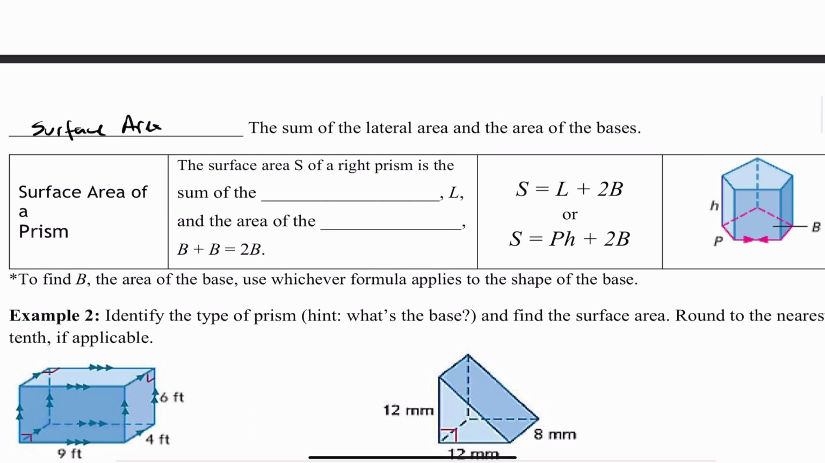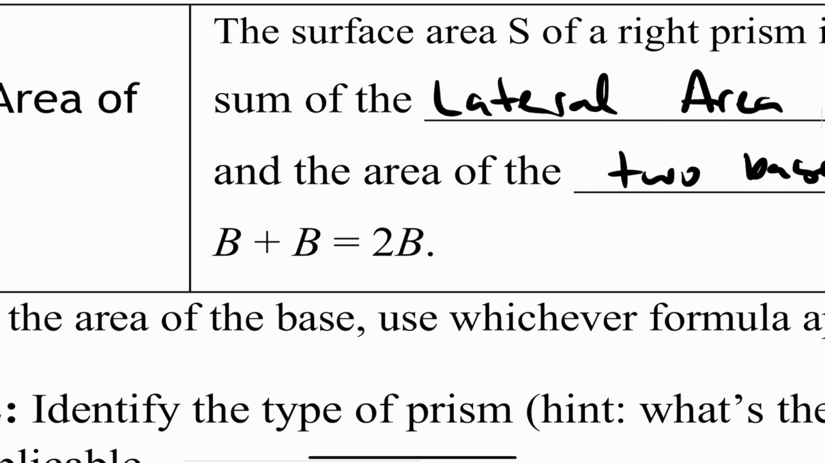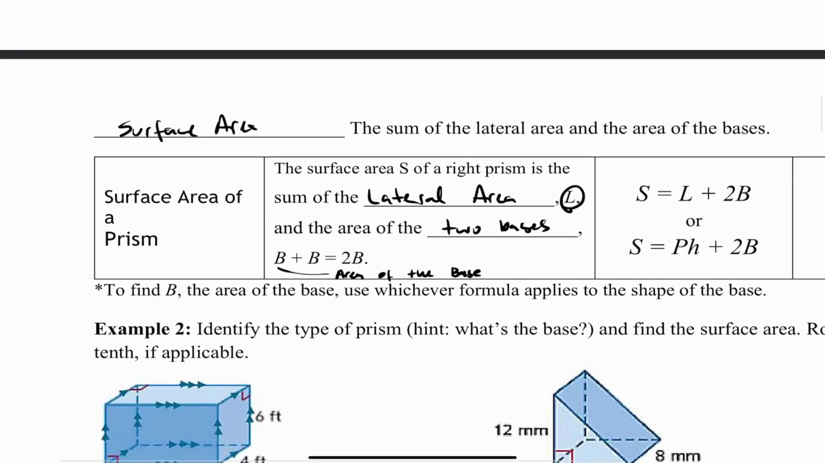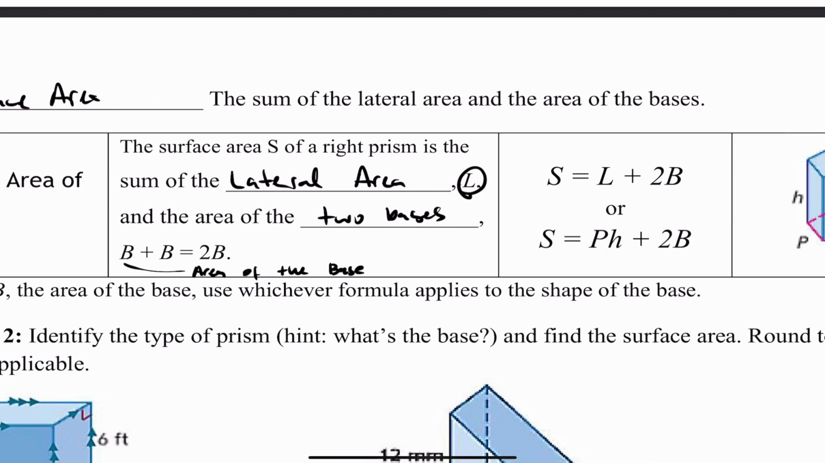You're covering everything up, therefore you're dealing with surface area. Now, the surface area S of a right prism is the sum of the lateral area, L, and the area of the two bases combined. So we denote big B, or capital B, as what we call the area of the base. So remember, you have to identify what the shape of your base is, and then you will apply the correct area formula. And once you find the area of the base, then you're going to multiply that by 2.